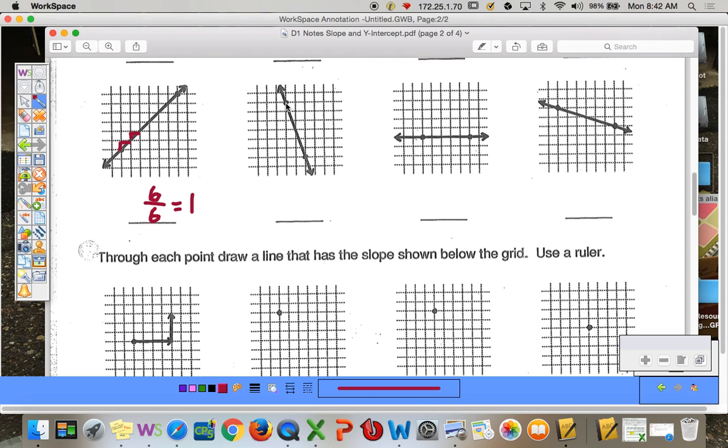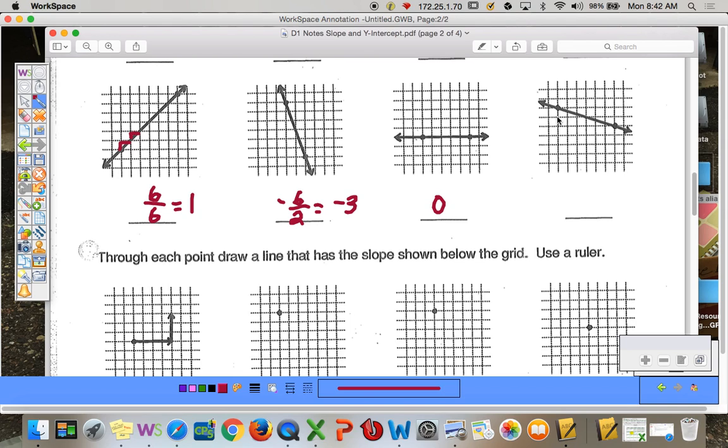This one's a negative slope. It goes down 1, 2, 3, 4, 5, 6 over 2. And if we reduce, negative 6 over 2 is the same as negative 3. This one's flat. It goes over, but it doesn't go up or down. So this slope is 0.